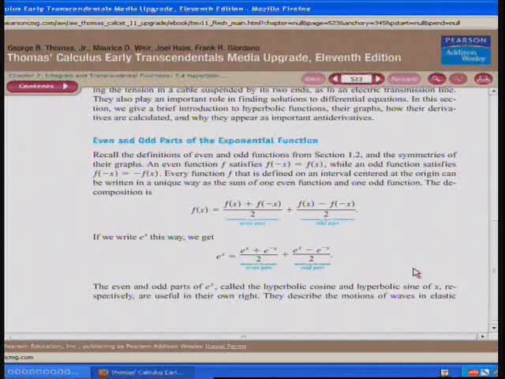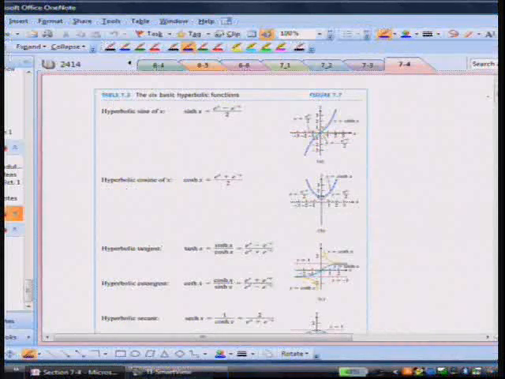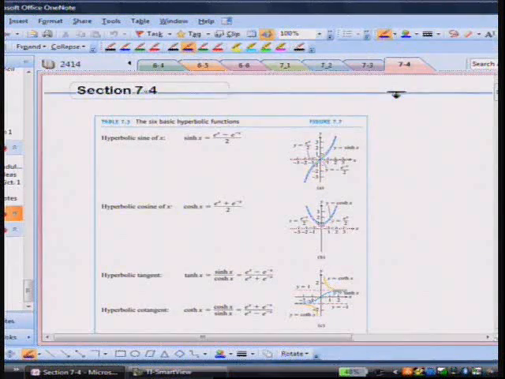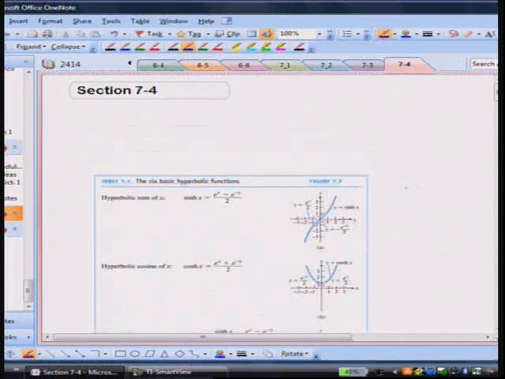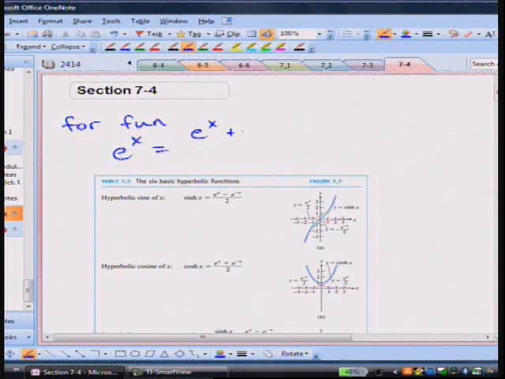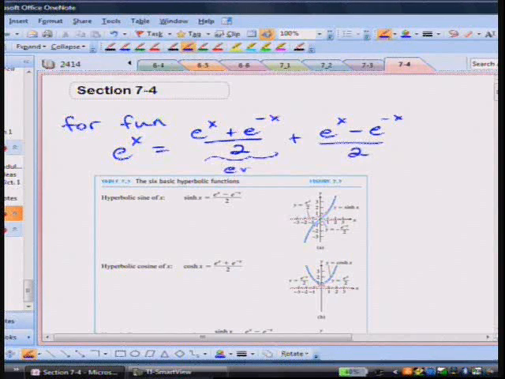Let me just come to the laptop and show you that. It may seem like a really crazy thing to do, but for fun, e to the x can be written as (e to the x plus e to the negative x) divided by 2, plus (e to the x minus e to the negative x) divided by 2, where the first is what we call its even part, and the second is what we call its odd part.